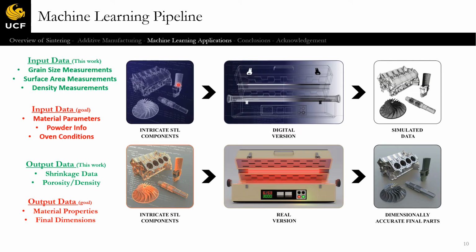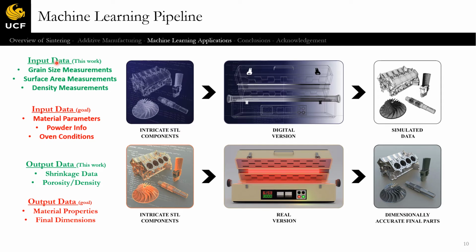So this slide illustrates exactly what we want to do, using pictures mainly. We have intricate STL components, and we run them through a digital version and create simulated data. We want our algorithm to learn from that simulated data, and then when you again have your STL, which is your print file, your part file, you can send it into the real version. It can apply the correct sintering trajectory and sintering parameters to it, and you can get dimensionally accurate final parts.